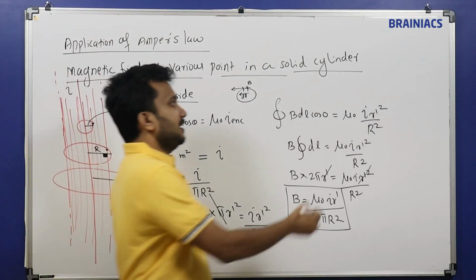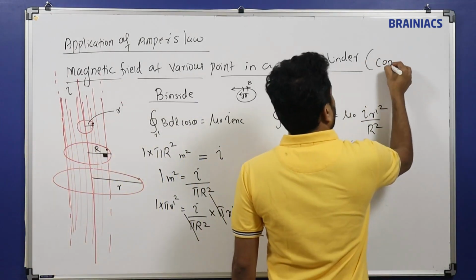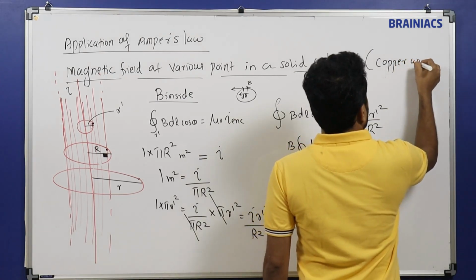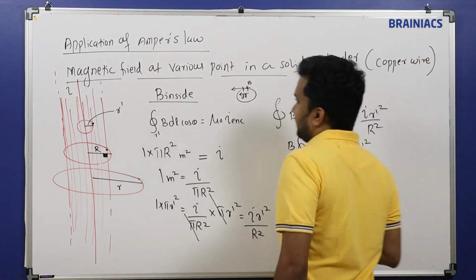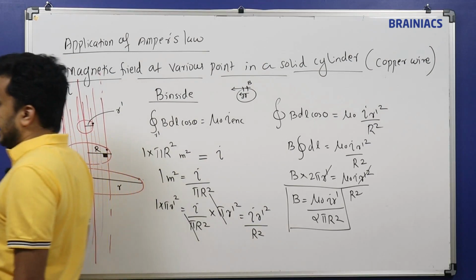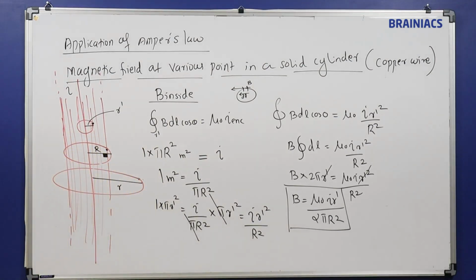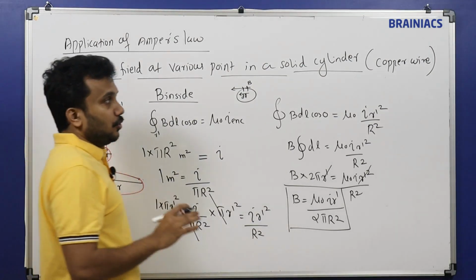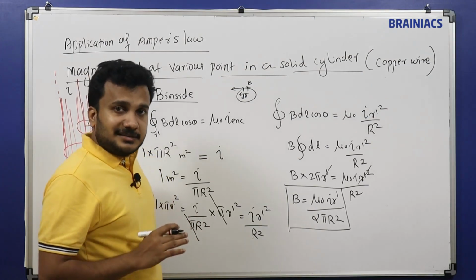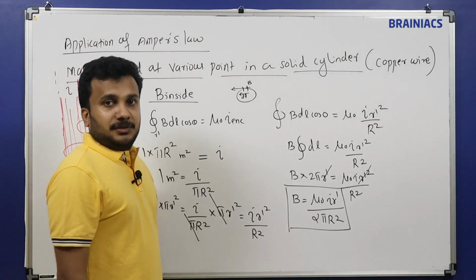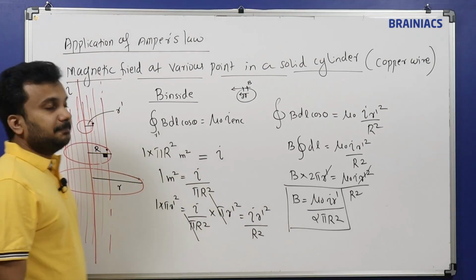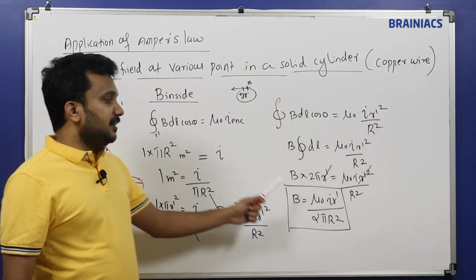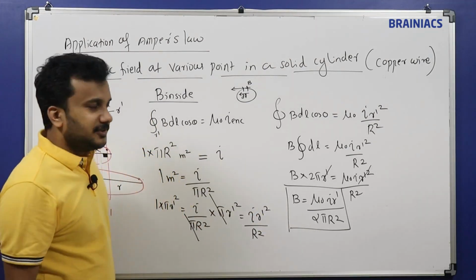A solid cylinder's best example is a copper wire, the normal copper wire we use to pass electricity, connected to our fan, light, and all the home appliances. So this was the case here. Okay, hope this is clear. Magnetic field inside the conductor, what is the difference here?